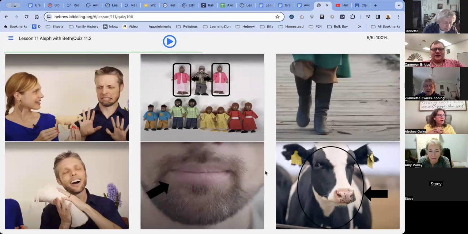The mouth. The lips, or lips. The mouth. Mouth. I always get that mixed up. I've got to go back and review it. Lips and mouth. Yep.